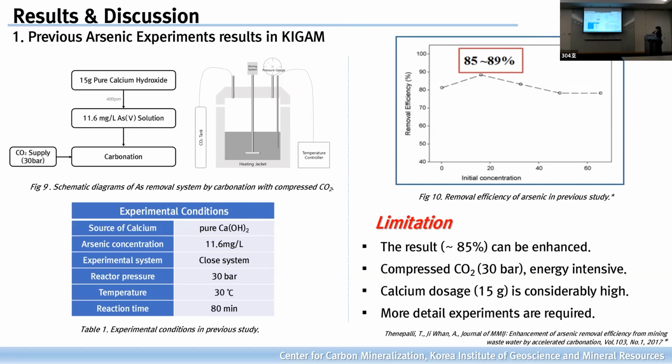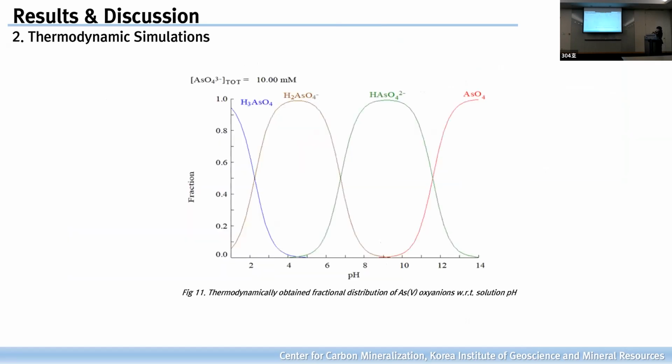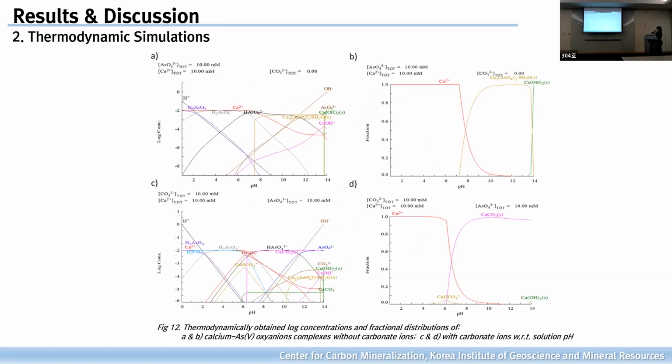So before starting the experiment, we did a thermodynamic simulation. There are various kinds of arsenic ions according to pH. So it means that removing all kinds of arsenic is very challenging and very difficult. Based on this knowledge, we did the thermodynamic simulation.